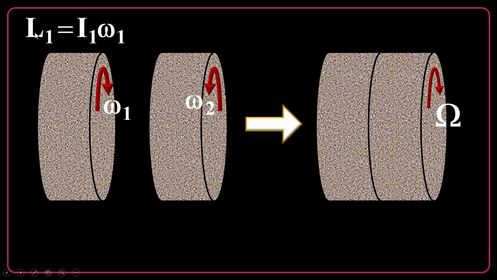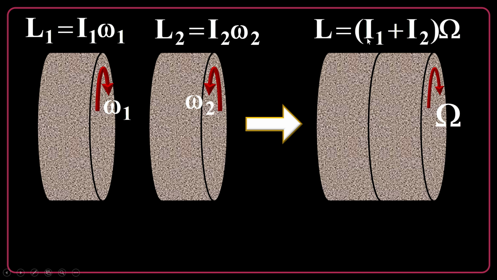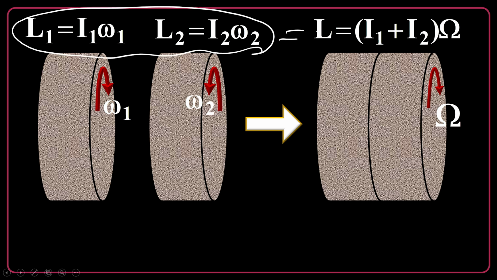At the beginning, L1, the angular momentum of the first disk, is I1 omega 1. I1 is the moment of inertia for the first, and omega 1 is the initial angular velocity of the first disk. Likewise for the second one. And then when they join, the total angular momentum will be I1 plus I2 times omega. I1 plus I2 is the total moment of inertia for the combination. And this is the capital omega. Now we should sum these two and then put them equal to the final angular momentum.